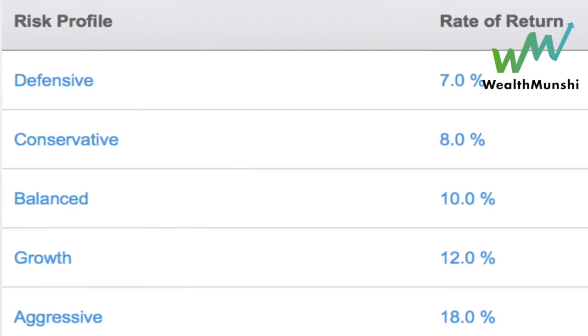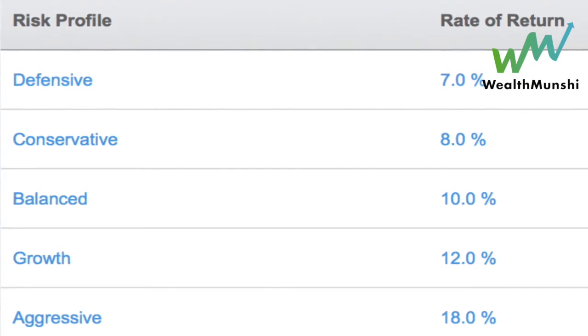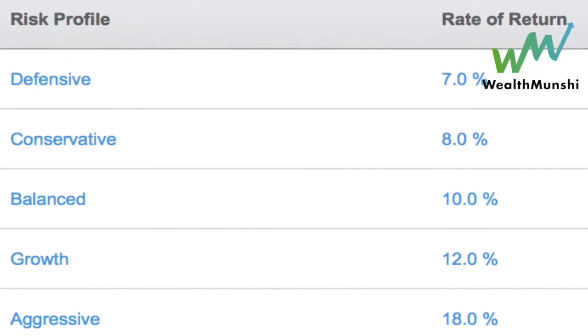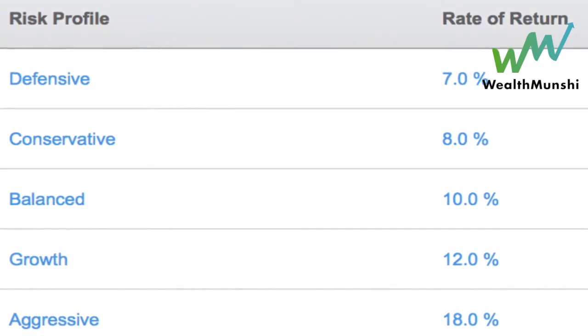So as the name says, whatever understood, ki defensive basically means an average rate of return of 5 to 7%. Conservative is primarily around 8% approximately, plus minus 1%. Balanced is we look at a kind of a rate of return of 10% at an average. Growth is around 12% and aggressive is around 18%.